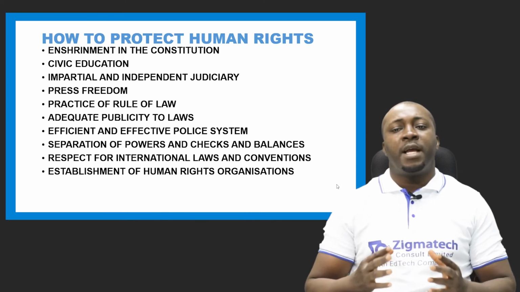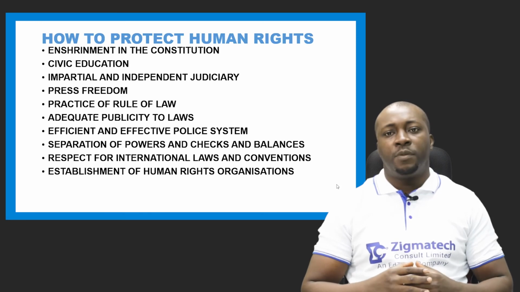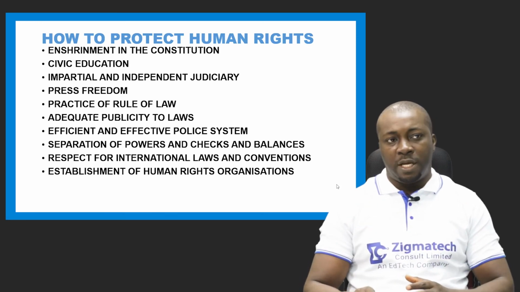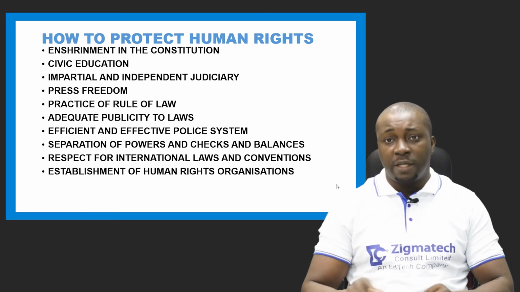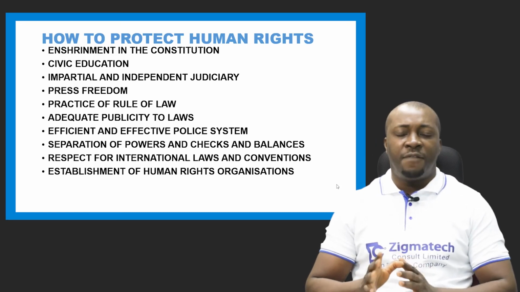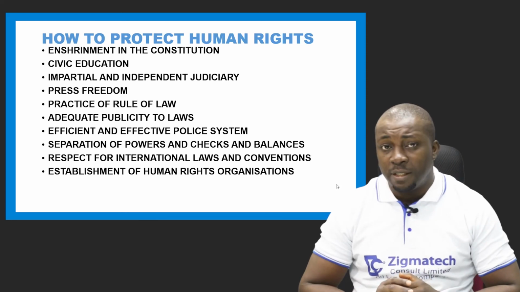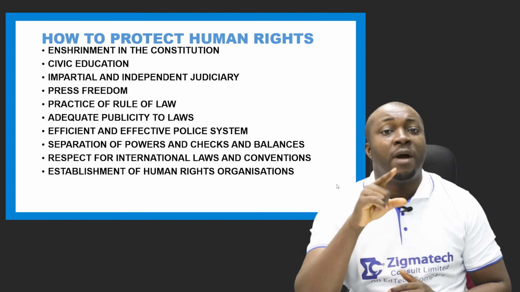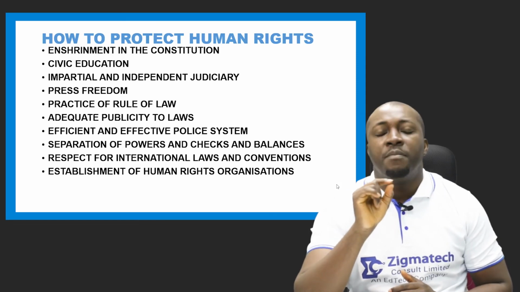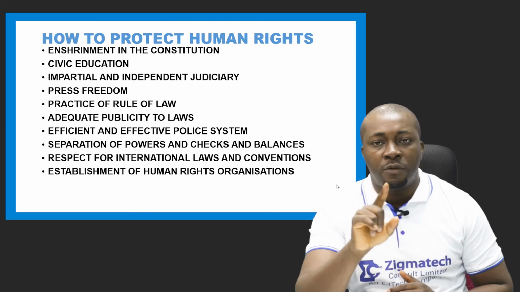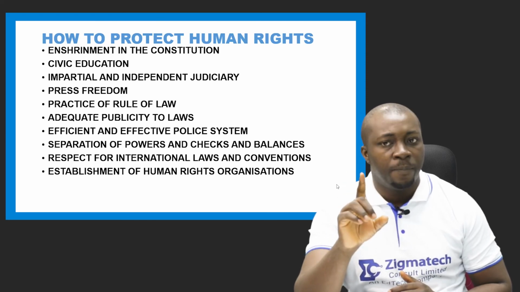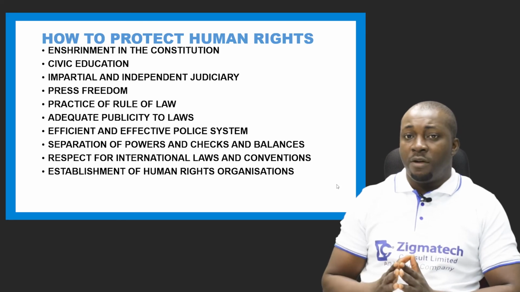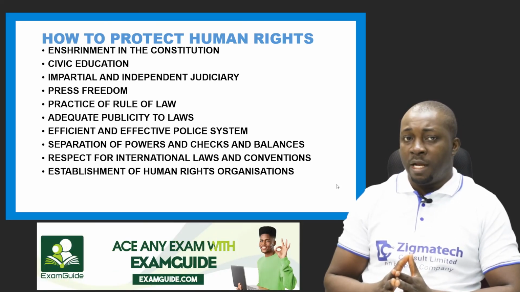Then there should be adequate publicity of the laws. People should know the laws of the land, so that they cannot, in the course of violating the law, violate human rights. There should be an efficient and effective police system. The police should be effective and not violate people's rights, and be ready to arrest people that have violated other people's rights without fear or favor. There should be separation of powers and checks and balances in order to check autocracy in government.